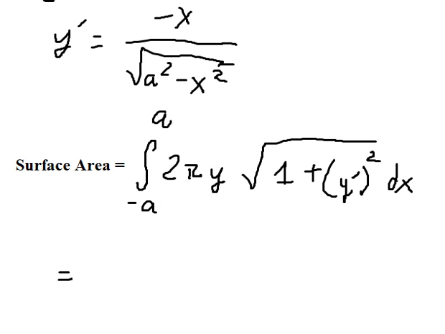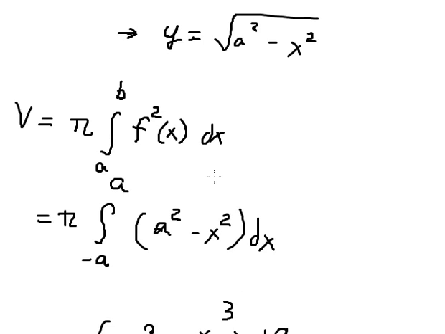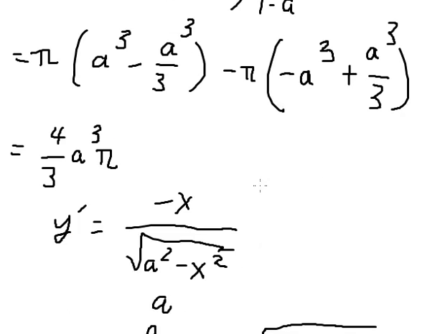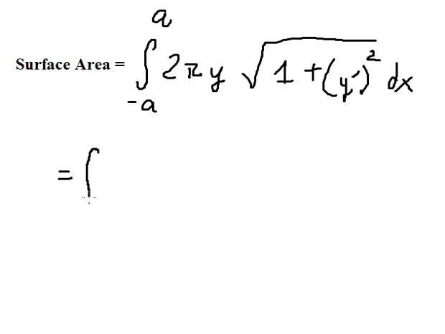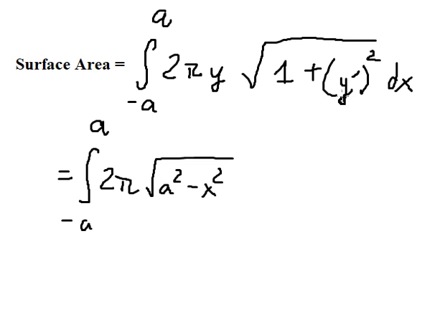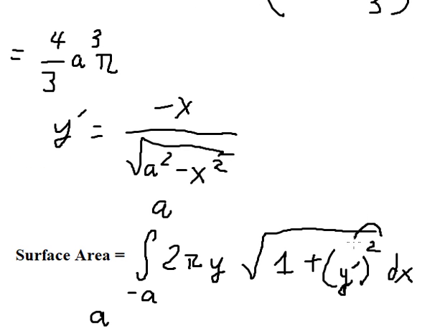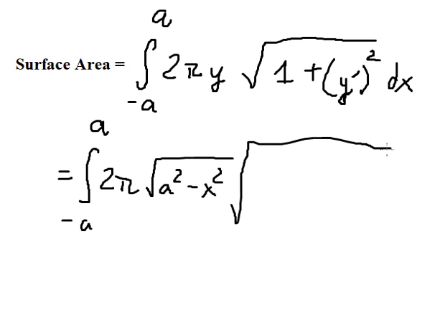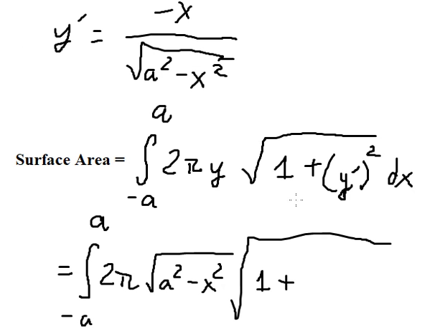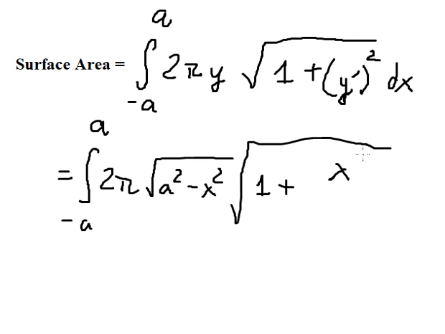Now we know that y is about this one, and the first derivative of y is about this one. So we put this one here with the power 2. So we have 1 plus x squared over a squared minus x squared.